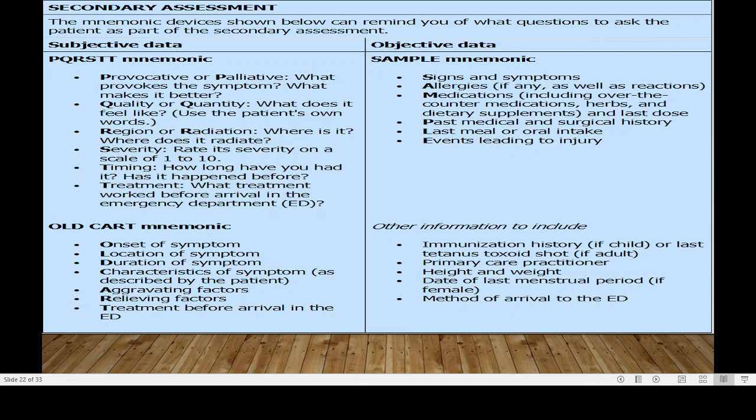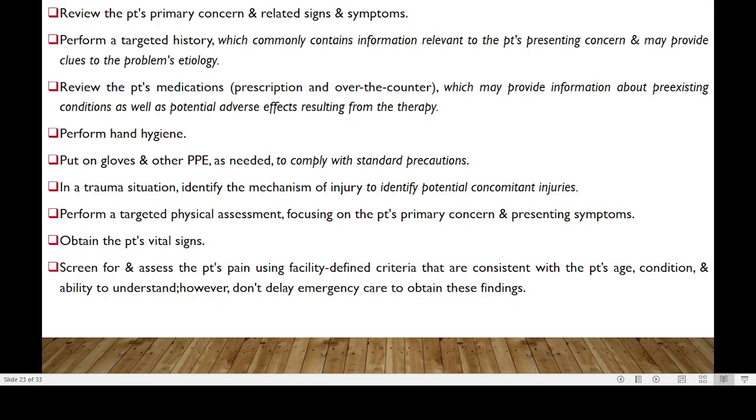You can also use the OLD CART mnemonic, where O is for the onset of the symptom, L is for location of the symptom, D is for the duration of the symptom, C is for the characteristics of the symptoms as described by the patient, A is for aggravating factors, R is for relieving factors, and T is for treatment before arrival in the emergency department. Remember, for the SAMPLE data, you look at the signs and symptoms, allergies, medications, past medical and surgical history, last meal or oral intake, and events leading to an injury.